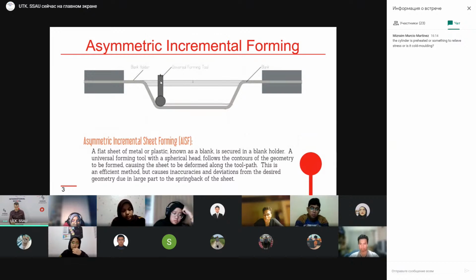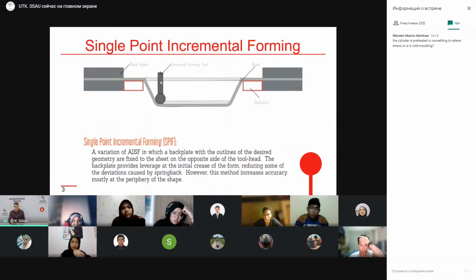How can we improve this technology? We can use single point incremental forming. In this situation, we use some back plates. Here it's shown in red color. These back plates are fixing the free areas of the sheet, for example, boundary, external areas, and in this case, this part will not bend, and the back plate will increase the accuracy, but the accuracy will increase mostly at the periphery of the shape, of the geometry.